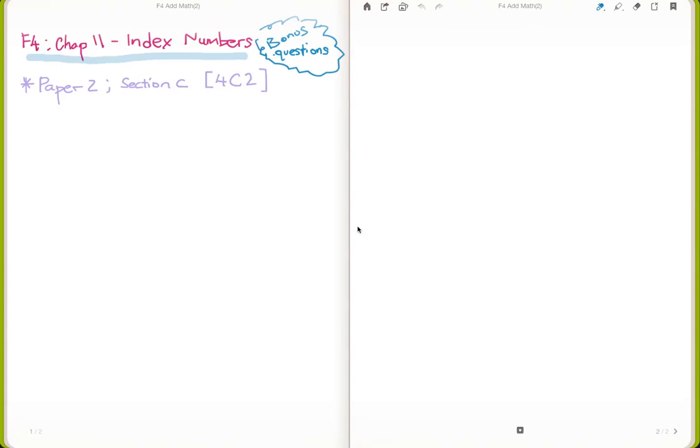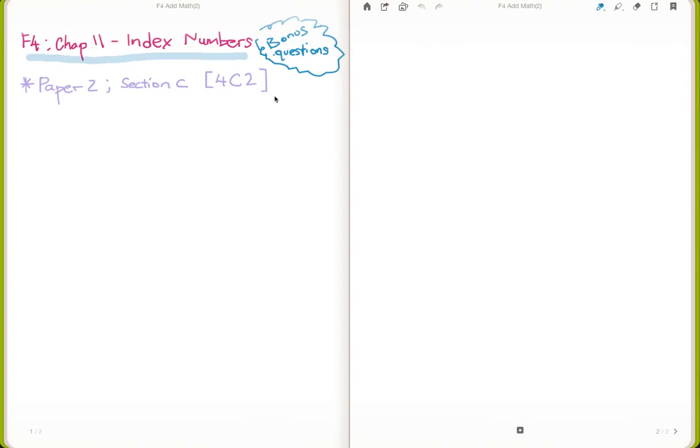If you have been watching my video in the past, this will be the last chapter in SPM Form 4 Maths. It's called index number. Now, good news is this index number chapter, if they do not change the syllabus years later, remains the same.